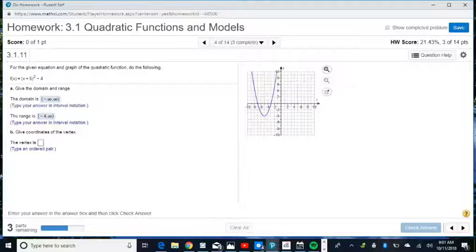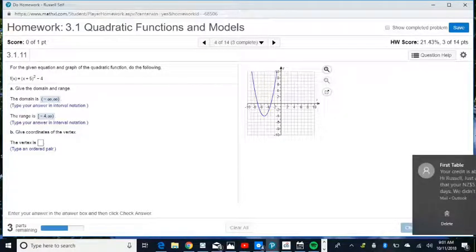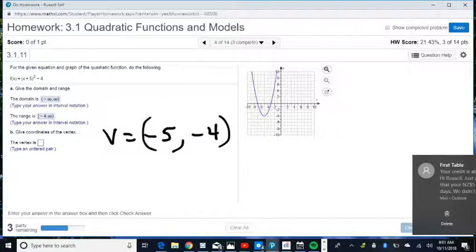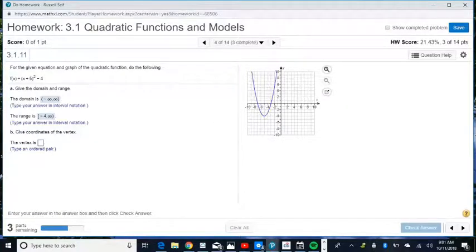Give the coordinates of its vertex. Well, remember the coordinates of the vertex can be simply read from the equation itself. The vertex is that point (h, k). Well, it's +5, so that means it's going to be a -5. The -4 stays -4. So there's your vertex. It's simply (-5, -4). The same thing that we did a while ago with the first three questions.